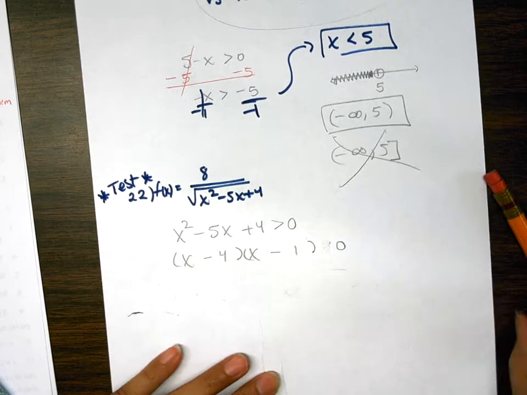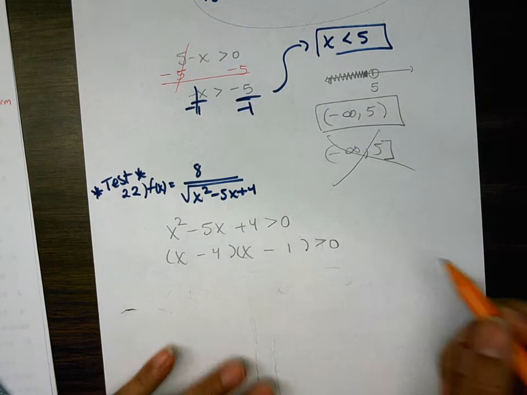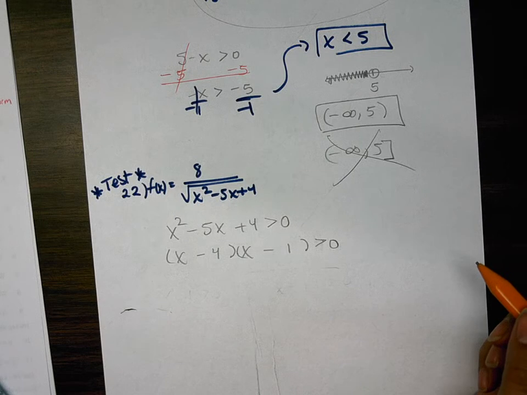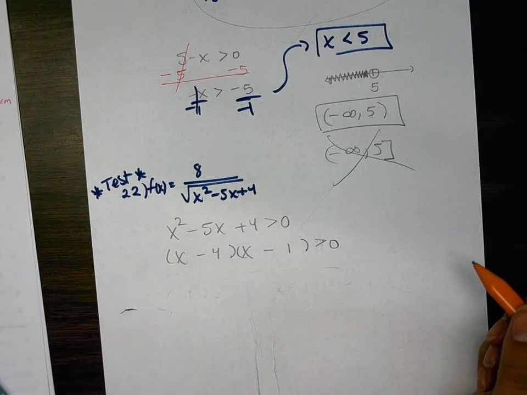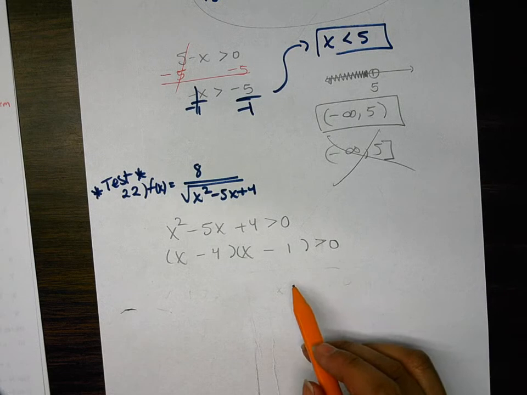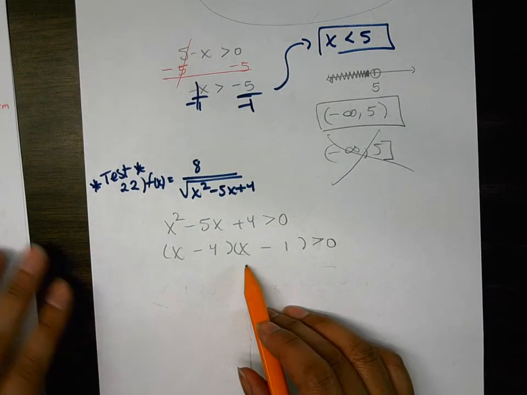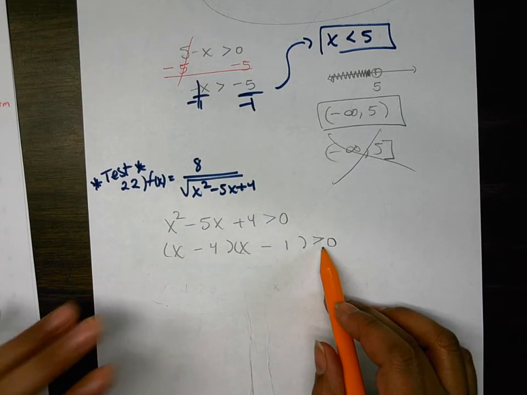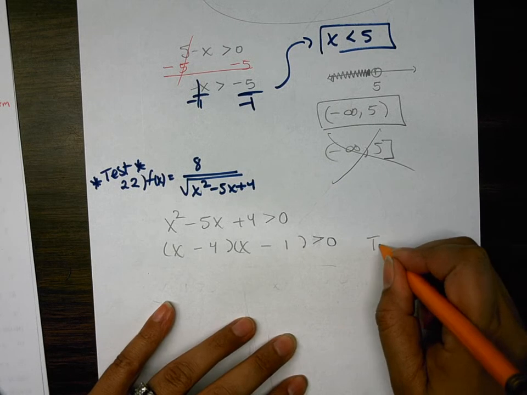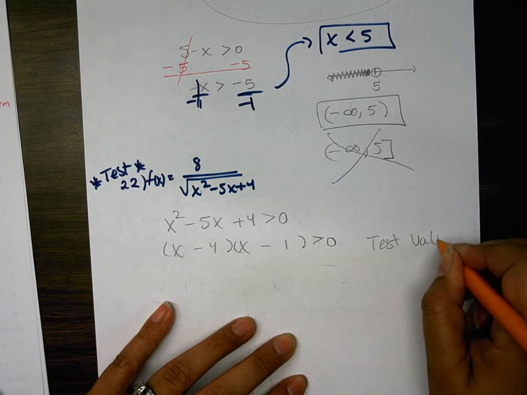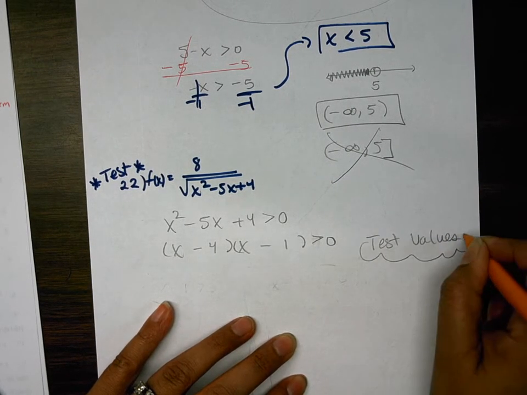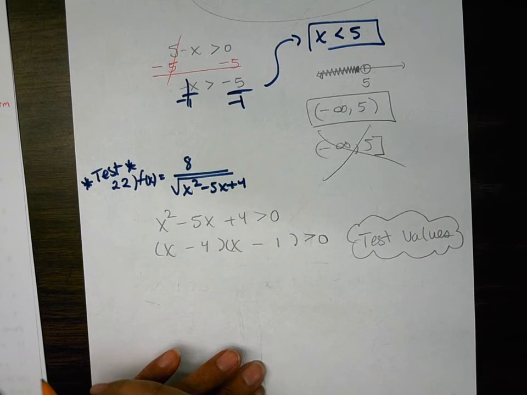Does anybody remember what kind of problem it is? There were two things that happened together that made it this special problem. You're on the right track. When I had a problem that I could factor or that had a degree of 2 or higher and an inequality at the same time, test values. Need to know for the test. All right, did everybody hear that?